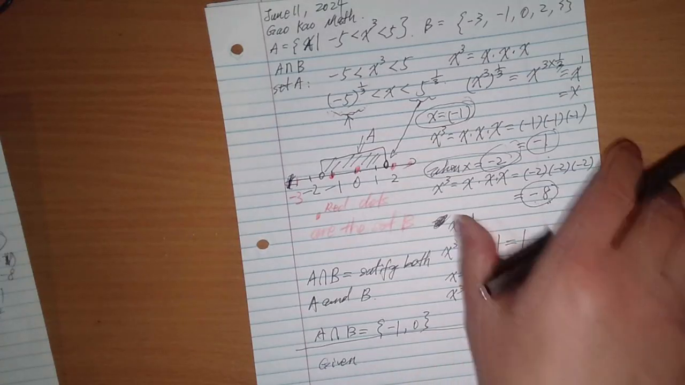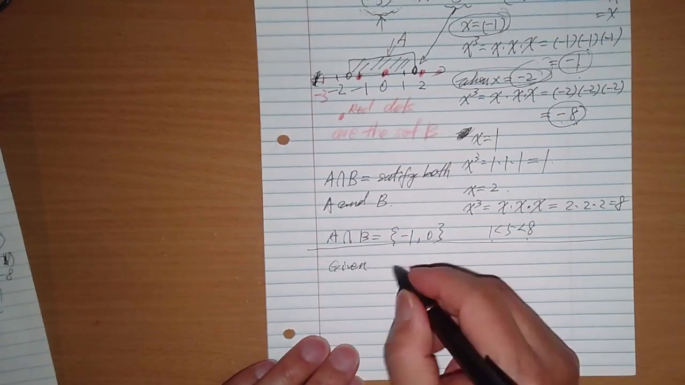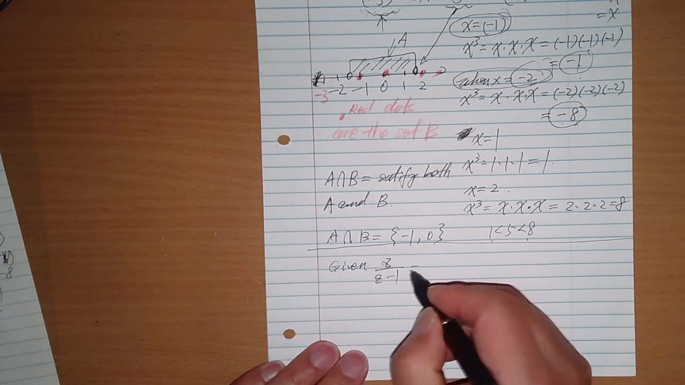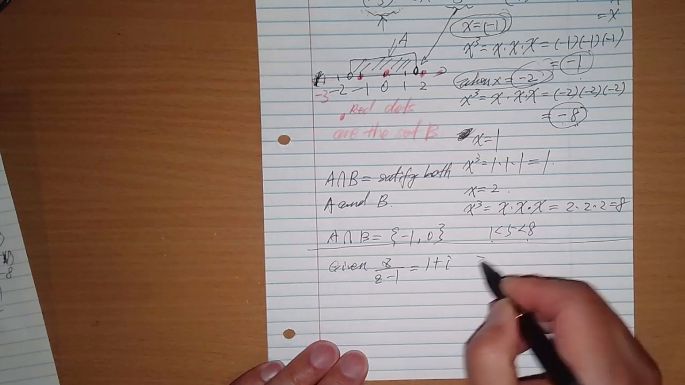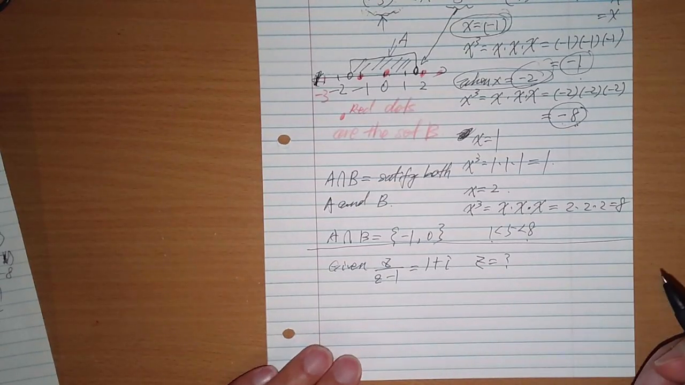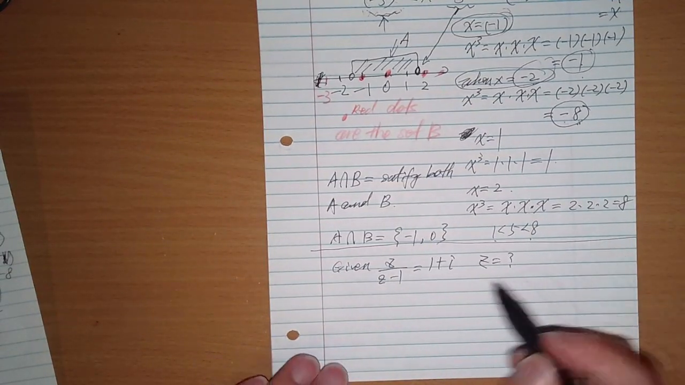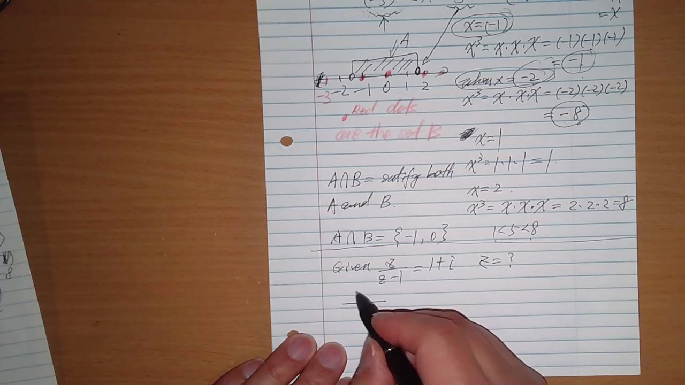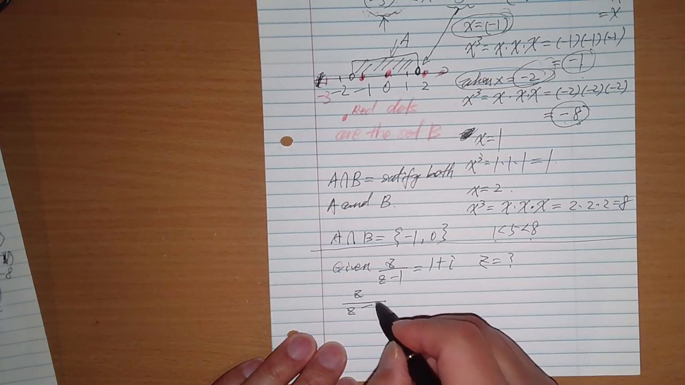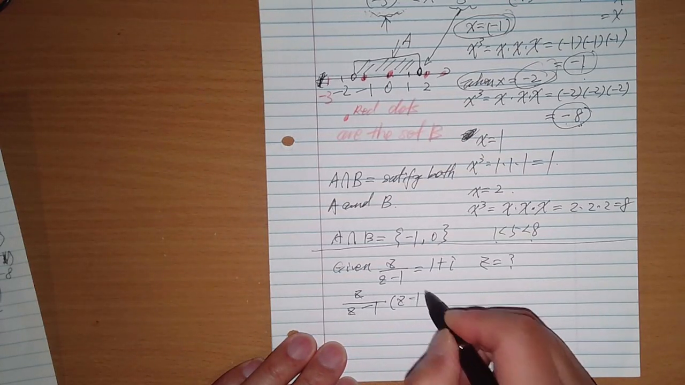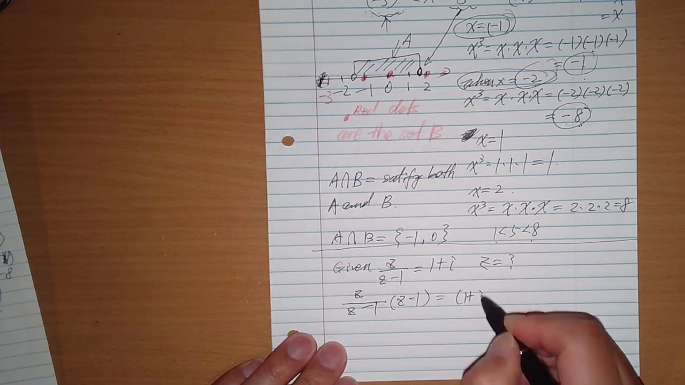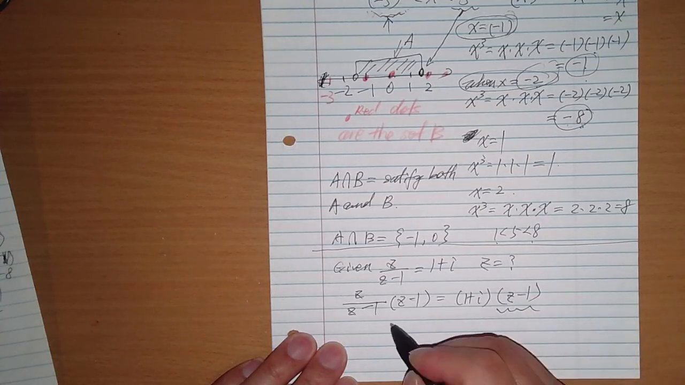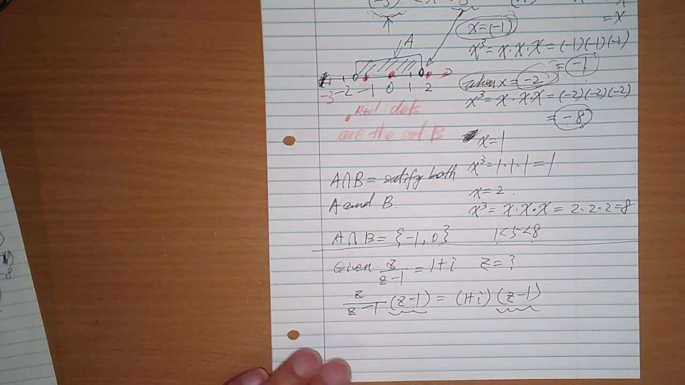Okay, let's do another problem. This is a brand new problem. Given z over z subtract 1 equal to 1 plus i, they want us to look for z. So how do we do that? First we multiply by z subtract 1 on both sides. 1 plus i times z subtract 1. So those are the common terms. We multiply on both sides.